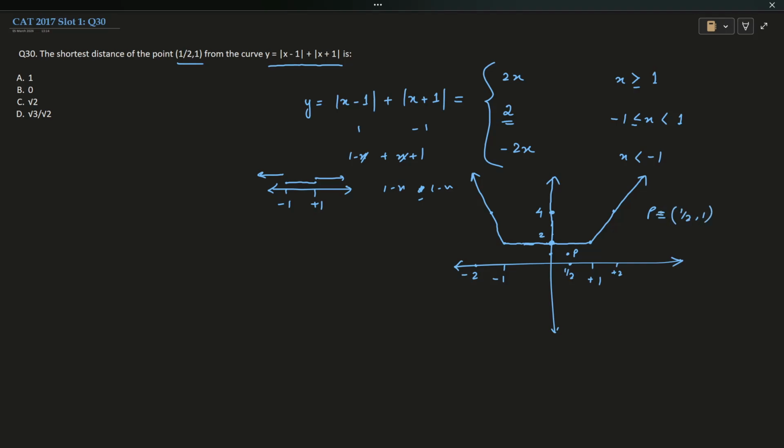And what is the shortest distance? The shortest distance is always the perpendicular distance. That means the perpendicular distance will be this one. And what is this distance? This distance is 1 and this entire distance is 2. So what is the perpendicular distance? Perpendicular distance is this distance. So this distance is also 1. So the correct answer will be option A.